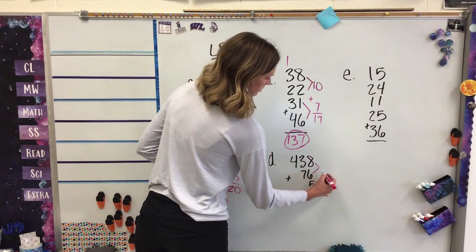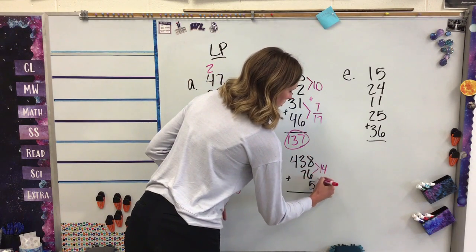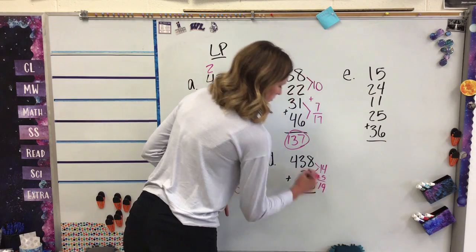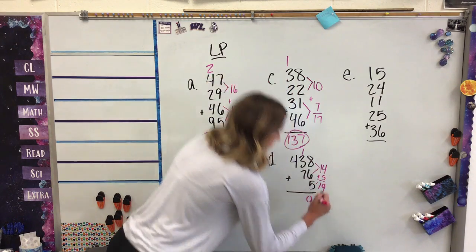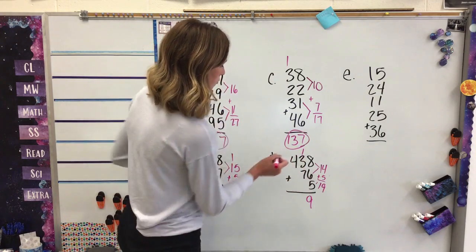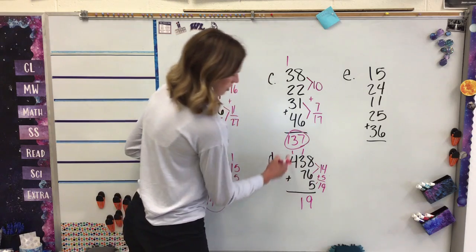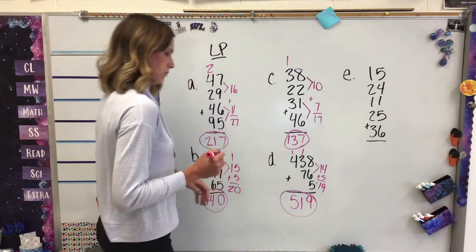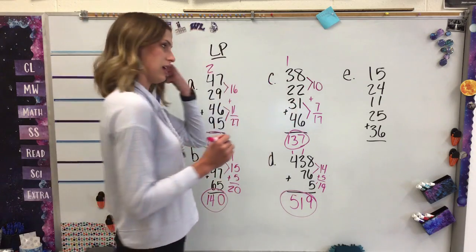So 438 plus 46 plus 76 plus 5. 8 plus 6 is 14. Plus this 5 more gives me 19. So the 1 goes up. 9 comes down. 3 plus 7 gives me 10. So 1 more than that is going to be 11. And then 1 plus 4 is 5. So I get 519. And let's go to the last one, E.